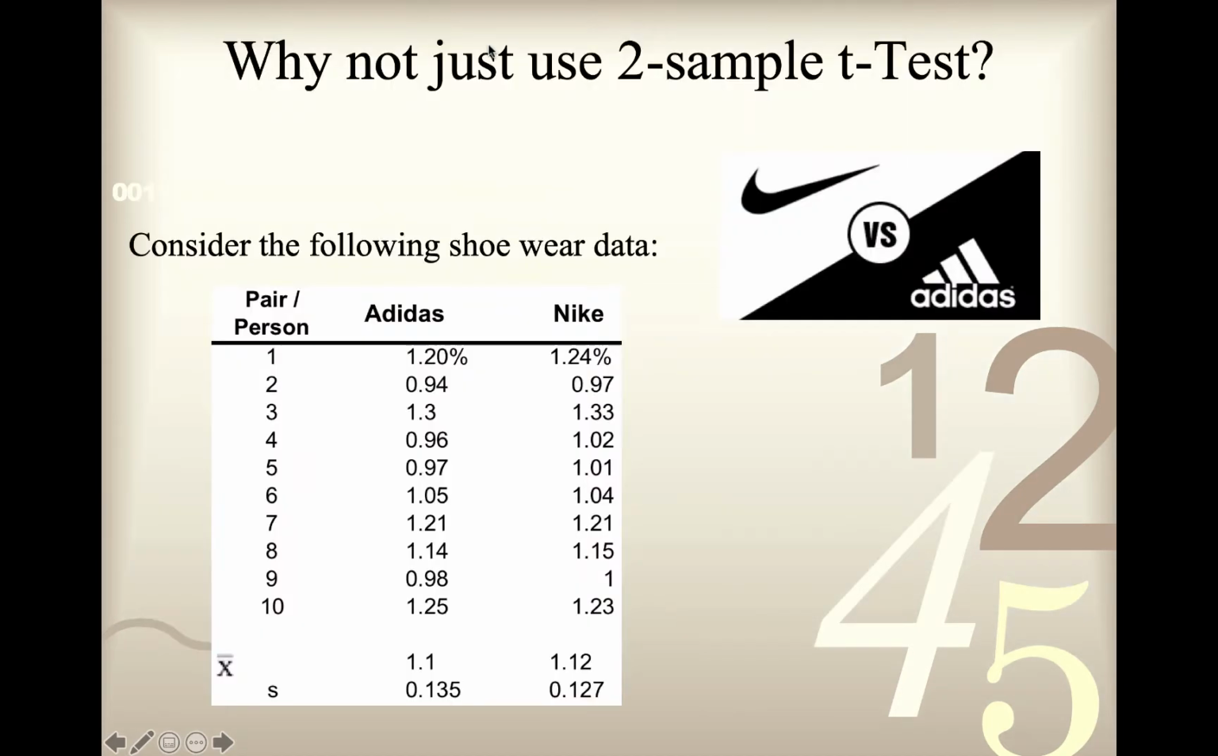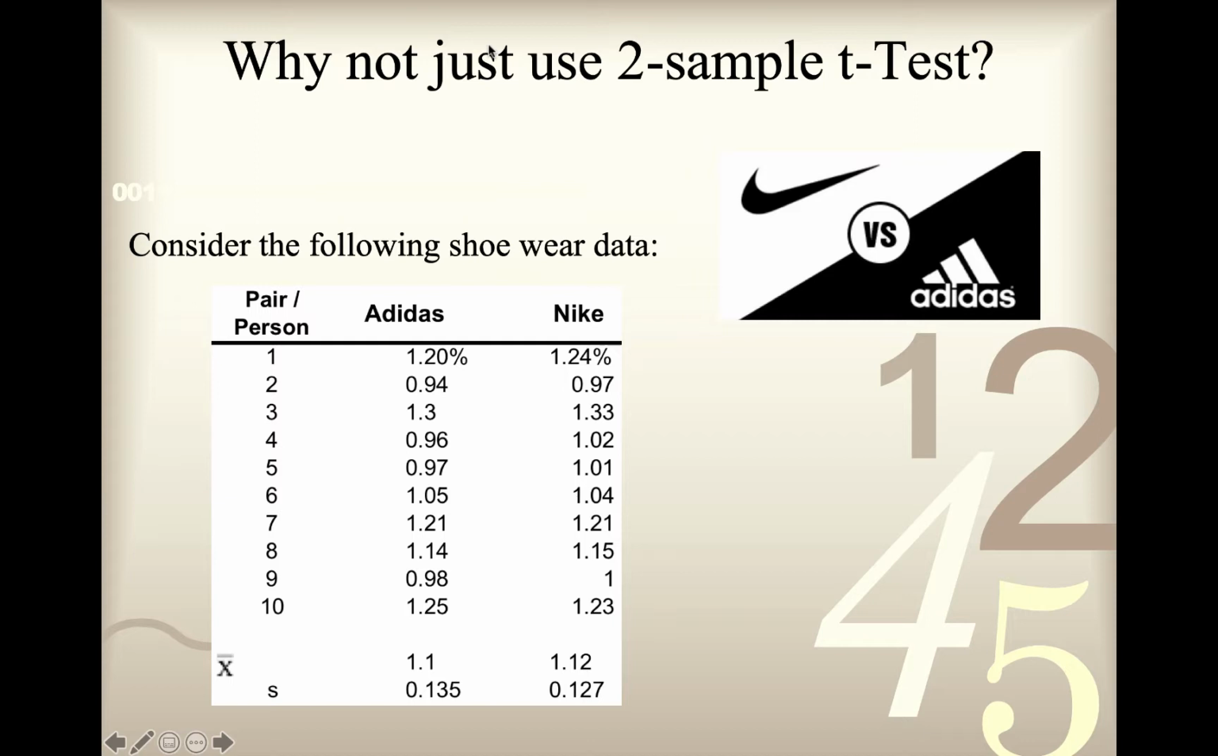Okay, paired t. All right, so if we have two samples, why do we need to differentiate between independent and dependent samples? Why not just run an independent two-sample t-test? Let's follow that incorrect logic for a minute.